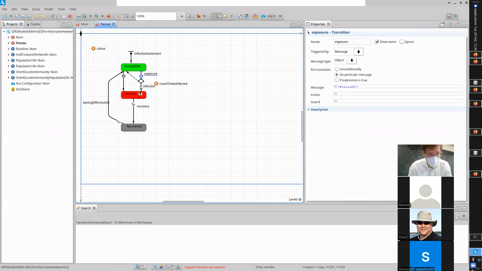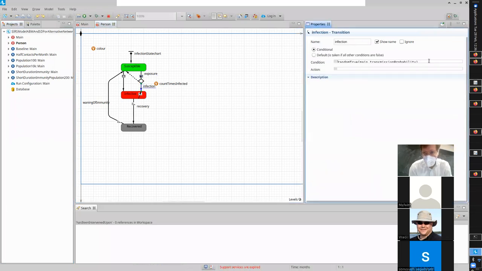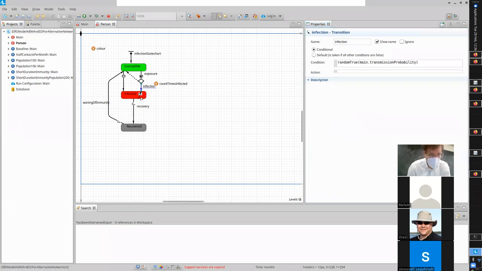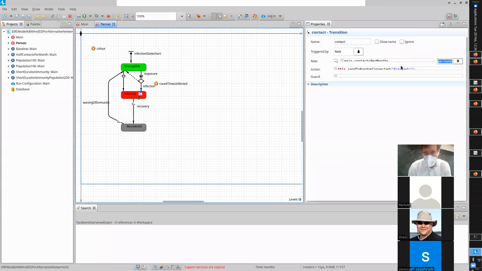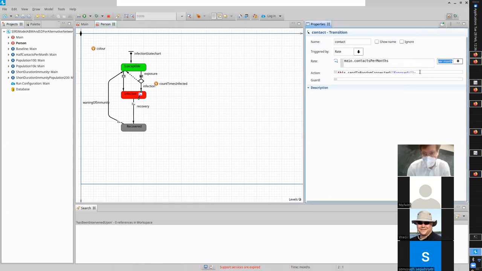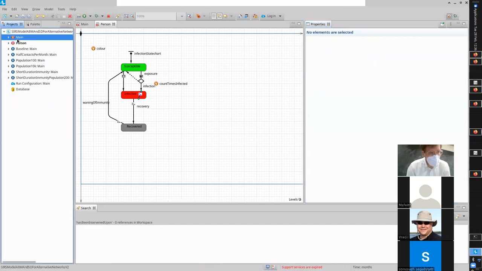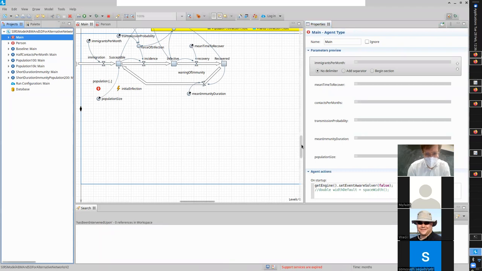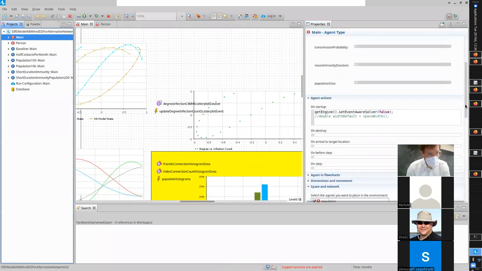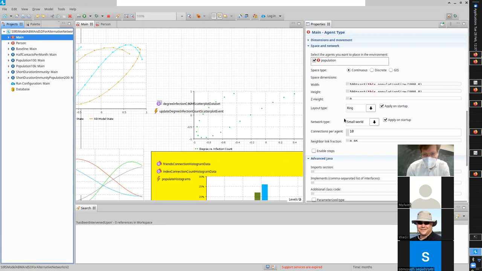Really, it should be done with an option list. And if they're exposed, they have a certain probability of getting infected. Otherwise, they stay susceptible. When infected, they expose people with a certain number of contacts per month, sending them an exposed message. Okay. And there's waning of immunity. But what I want to concentrate on here is the fact that if we look in Main here and go down to space and networks, we have networks imposed.